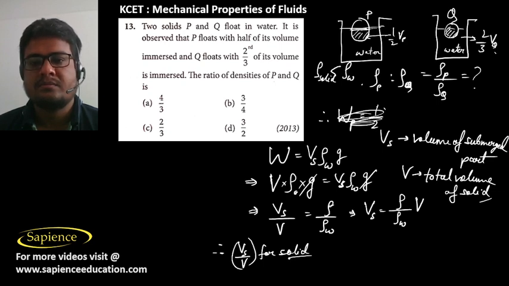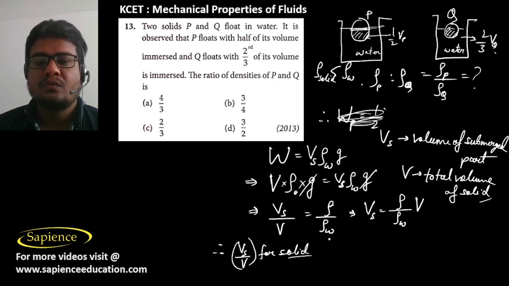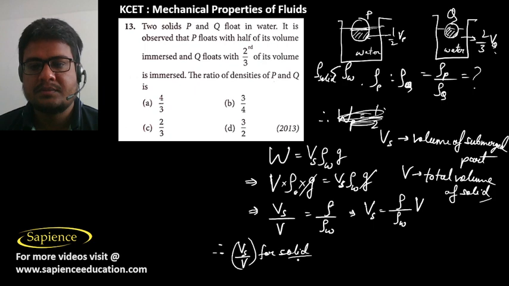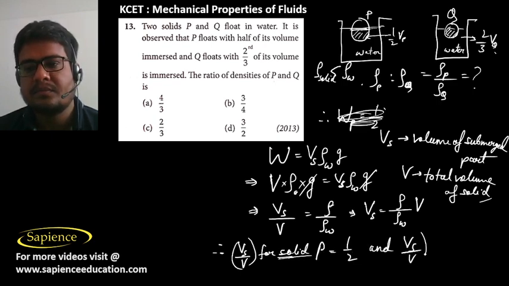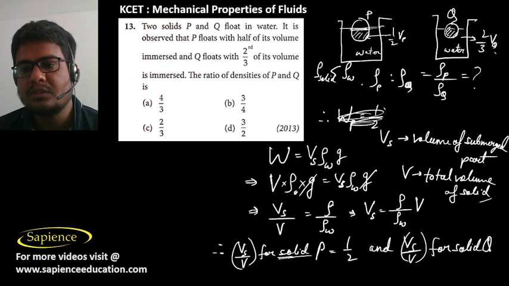So the volume of the submerged part of the solid divided by the total volume of the solid, for solid P, is equal to half. And Vs by V means the fraction of the volume which is submerged, for the solid Q, that is equal to 2 by 3.